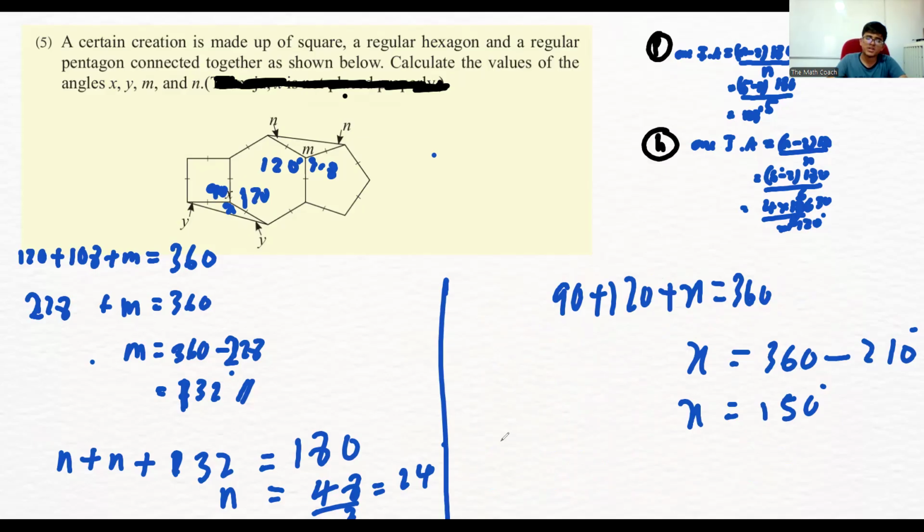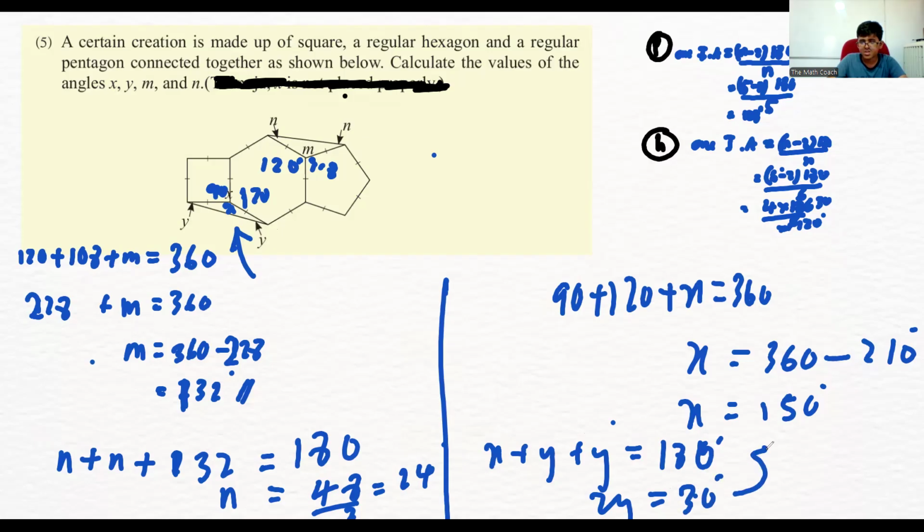So the final one, we can get x plus y equals 180 degrees, considering this triangle here. So we can get 2y equals 180 minus 150, so 30. Therefore y equals 15 degrees. Okay, so we found the key stuff here, right? We found n, we found m, we found y, we found x. So therefore we have finished this question actually.